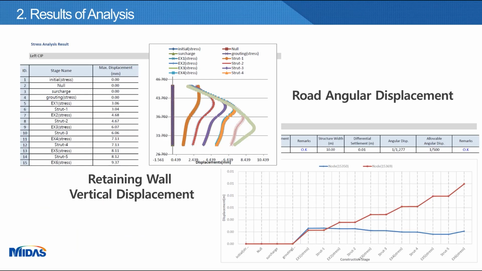These are the result sample images. As I showed you, the left one is retaining wall vertical displacement, and the right side one is road angular displacement. As you can see, there are stage sets, stage sequence with the maximum displacement of the vertical displacement from the retaining wall, the initial one, and following the sequence, the vertical displacement has emerged like this. And road angular displacements are here. You can check the allowable angular displacement with the remarks.